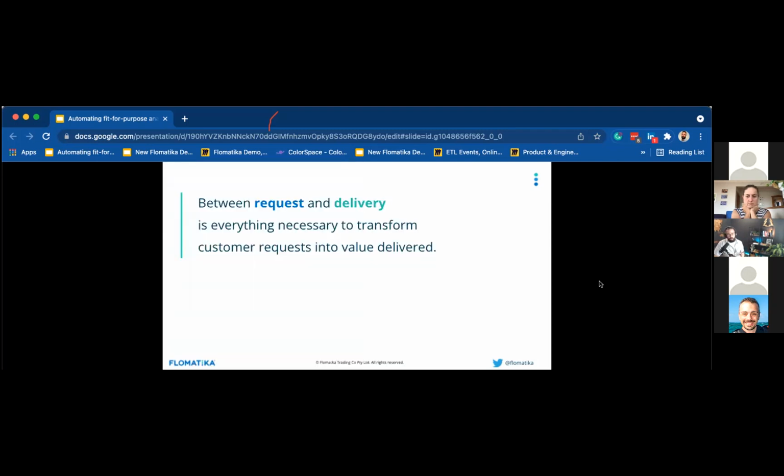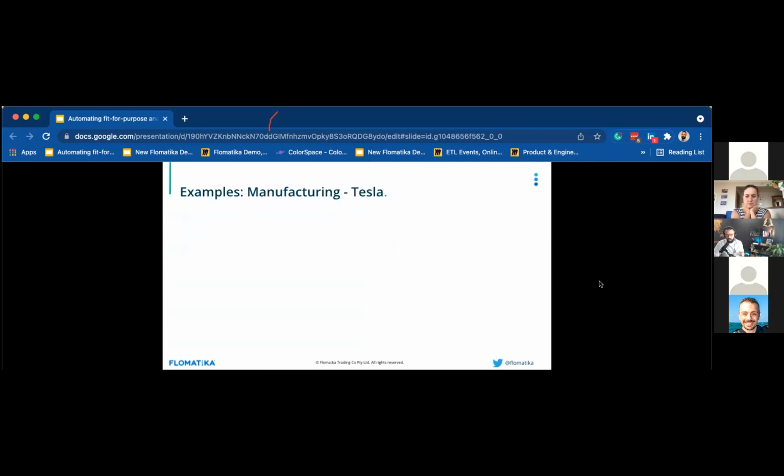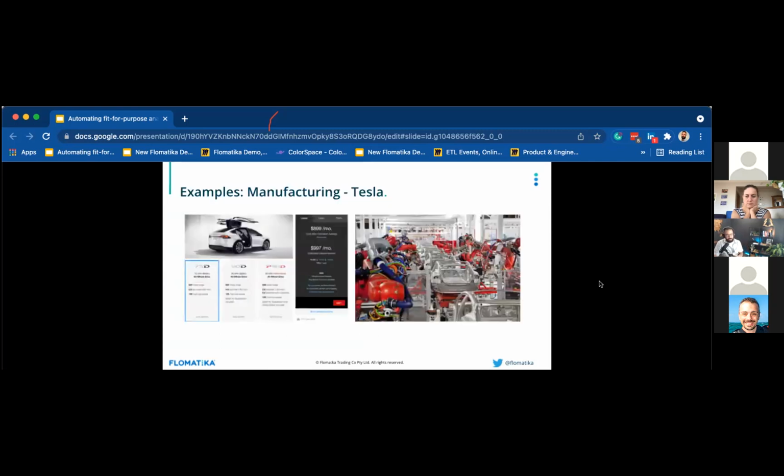So between request and delivery is everything necessary to transform the customer request into value delivered, right? I thought about bringing examples from different industries so that we don't think that this is only a digital or software thing. In manufacturing, a good example could be going to tesla.com, selecting Model X, clicking order now, and then between you ordering your Tesla and you getting it, there's the Tesla assembly line with all the complexities of its supply chain, like in Fremont, California.